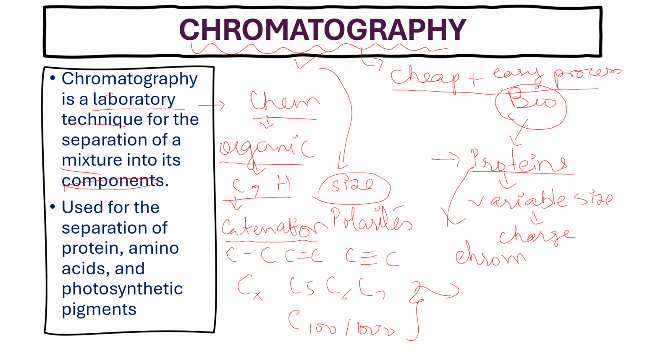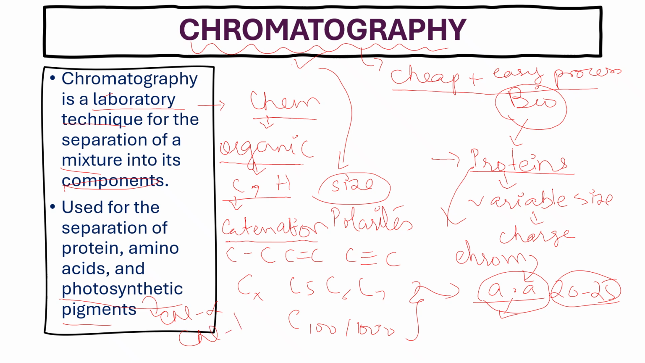Similarly, if we talk about amino acids, we know that we have 20 to 25 different types of amino acids in our body. To separate out these amino acids, what do we use? We use chromatography. Similarly, in plants we have photosynthetic pigments, like chlorophyll A, chlorophyll B, and carotenoids. To separate out these pigments we use chromatography.